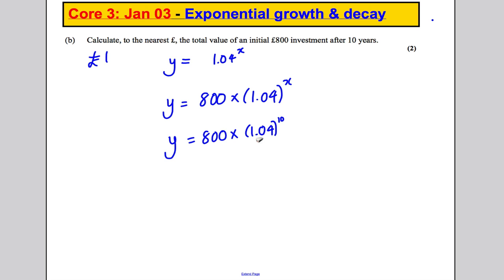Tap that in your calculator, and you should get yourself y equal to £1,184.20. And then you'd be done. It asks you for the nearest pound, so y would equal £1,184 to the nearest pound.